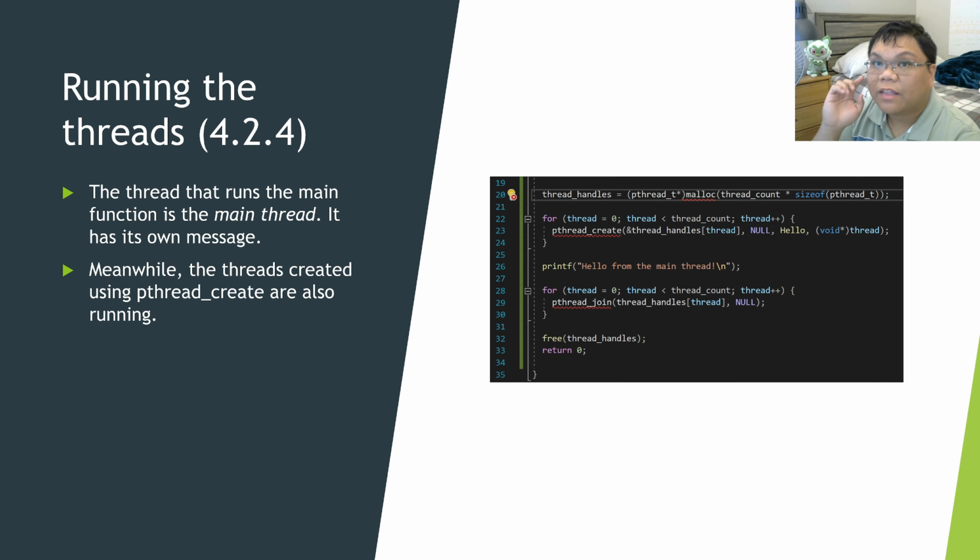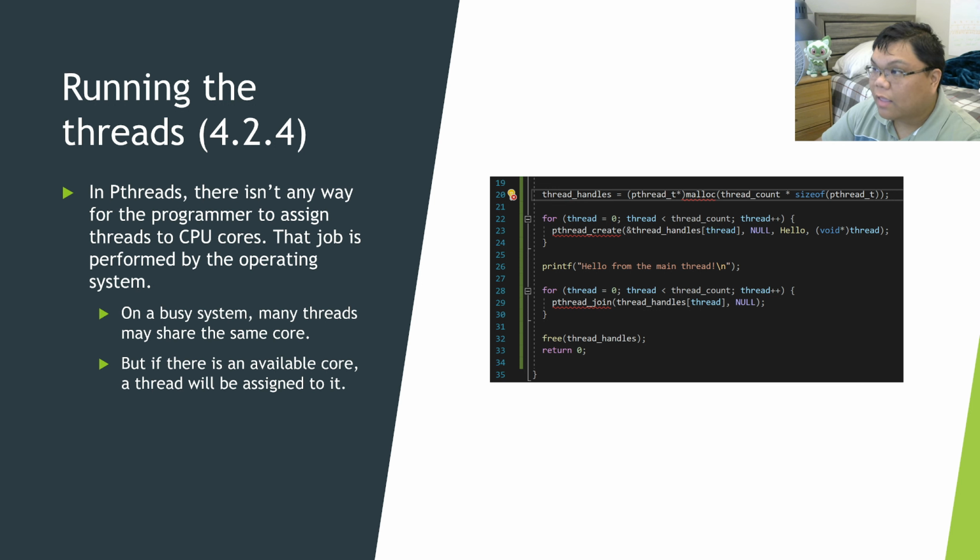Oh yeah, another thing. With pthreads, there isn't a way of assigning threads to CPU cores. That's a task that's typically done by the operating system. In the worst case scenario, many threads may end up sharing the same core, but if there's an available core, the operating system will say, here, take this core, you'll need it.